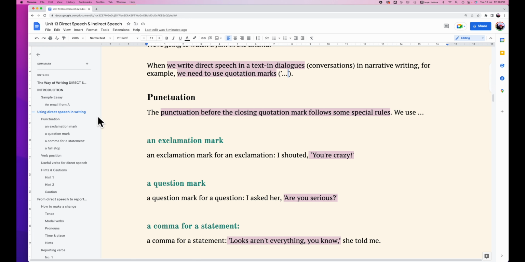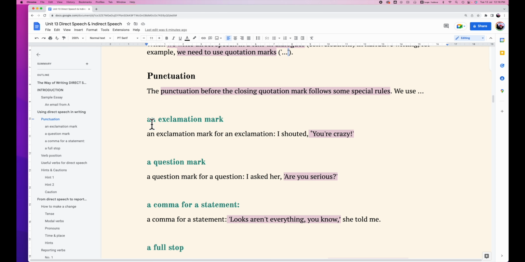Punctuation like question marks, exclamation marks, full stops, or even commas is very important when we are using direct speech. Let's take a look. An exclamation mark is for exclamation, obviously. Example, I shouted. You have to have a comma before the quotation, like this, in red. "You are crazy," open quotation mark and close quotation mark, and the exclamation mark is put before the close quotation mark.